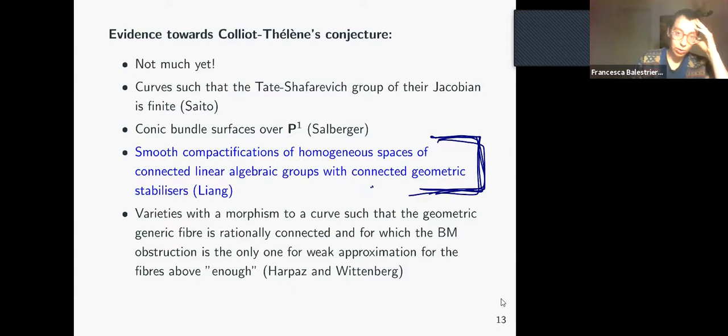And finally, we also have these results by Harpaz and Wittenberg. Okay, so there is some evidence, but of course, the conjecture is so general that it's really difficult to give enough evidence towards that conjecture.